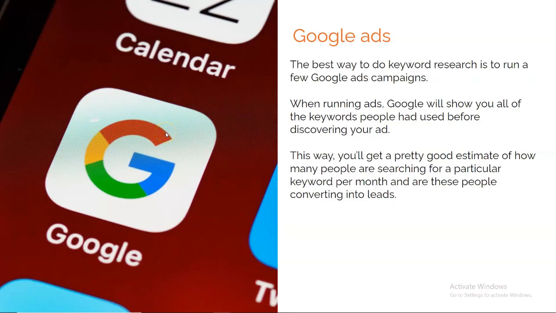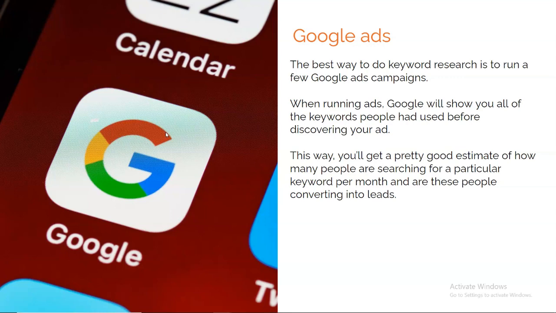Now, another way you can do keyword research is to run a few Google Ads campaigns. Now, this may seem a little bit weird, but when running keyword research, one of the best ways to do it actually is to run Google Ads. So when running ads, Google will show you absolutely everything, every keyword that people are using to discover your ad, right? So this way you'll get a pretty good estimate of how many people are searching for a particular keyword per month, and are those people converting into leads.